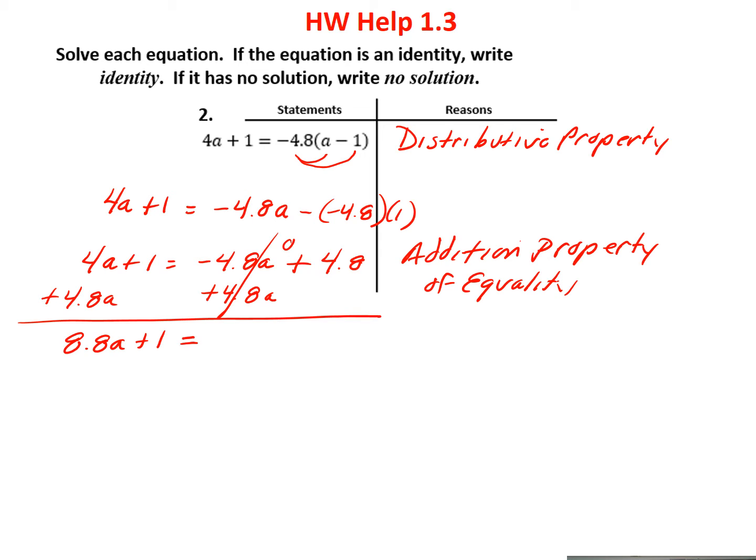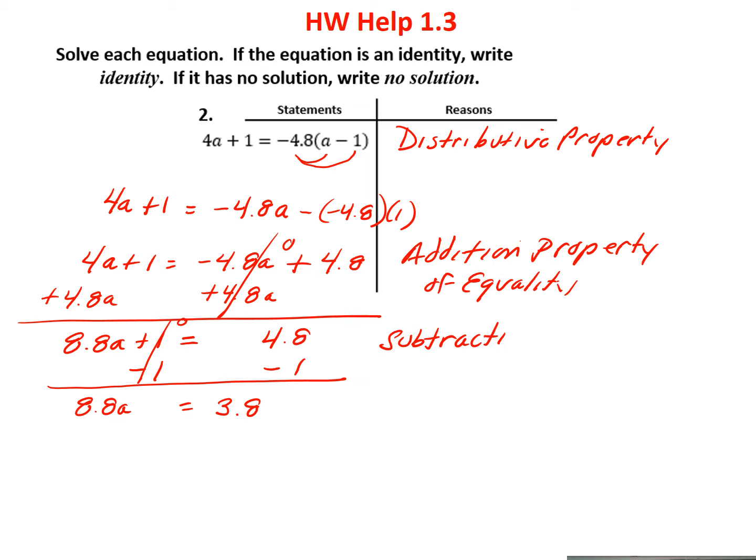plus 1 equals 4.8. And now you see we have a two-step equation. So we need to undo the 8.8 times a and then the plus 1. We usually start by undoing the addition or subtraction. So the opposite of adding 1 is subtracting 1. So that is 0, and I end up with 8.8a equals 3.8. And I could do this because of the subtraction property of equality.